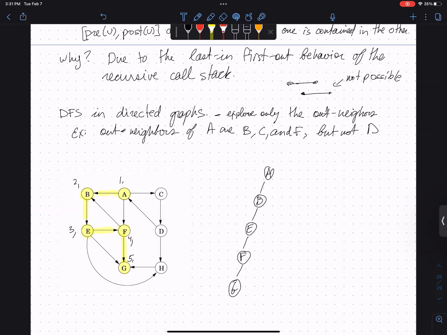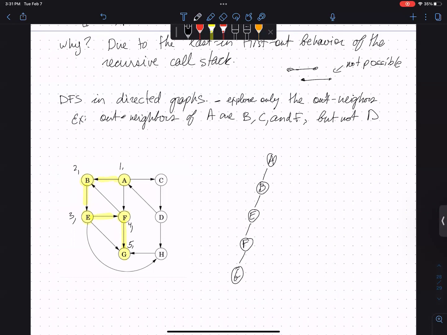From G, notice G has no out neighbors. So we wrap up G, we go back up to F. We've now visited all the out neighbors of F, so we wrap it up. We go to E, but from E, we still have an out neighbor that we haven't visited, that's H. So what's our clock? Last clock was F at 7. We finished F at 7, and now we put H 8. We add H to the bottom of E.